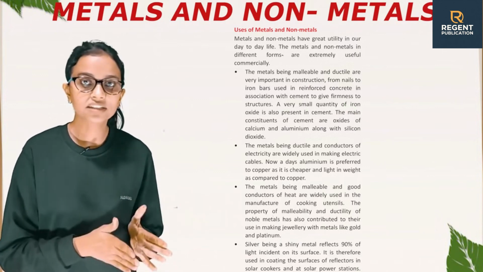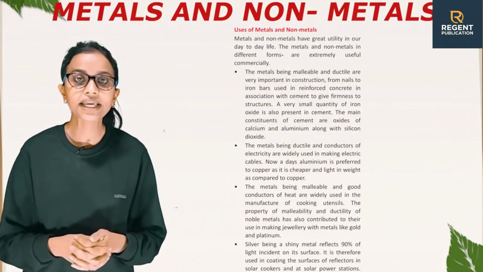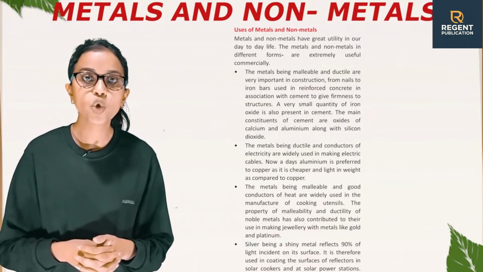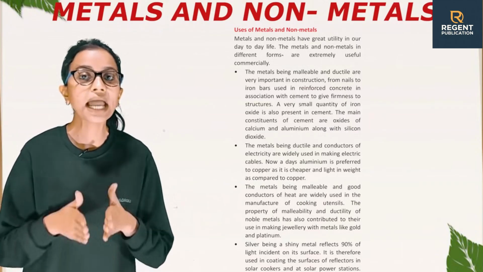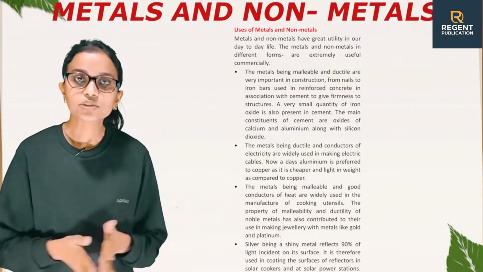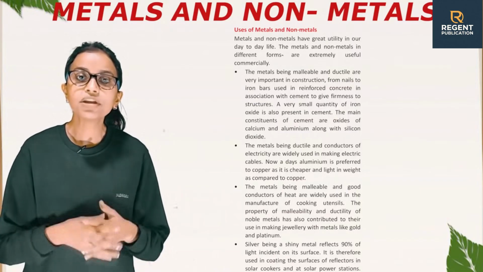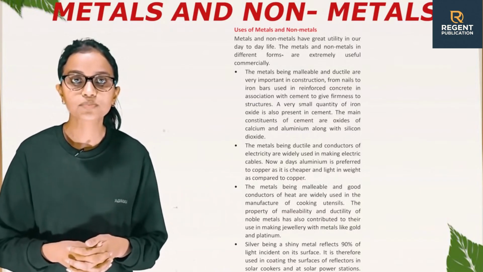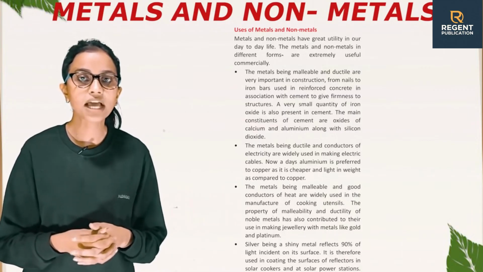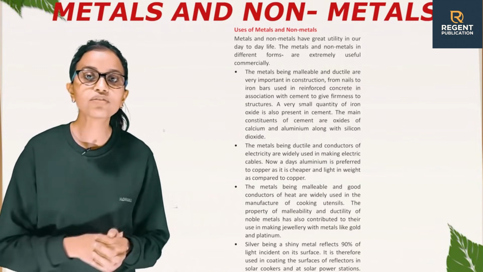The metals being ductile and conductors of electricity are widely used in making electric cables. Nowadays, aluminium is preferred to copper as it is cheaper and light in weight as compared to copper. The metals being malleable and good conductors of heat are widely used in the manufacture of cooking utensils. The property of malleability and ductility of noble metals has also contributed to their use in making jewelry with metals like gold and platinum.